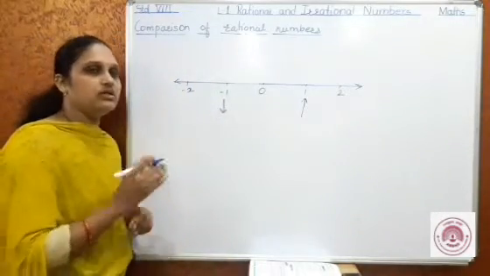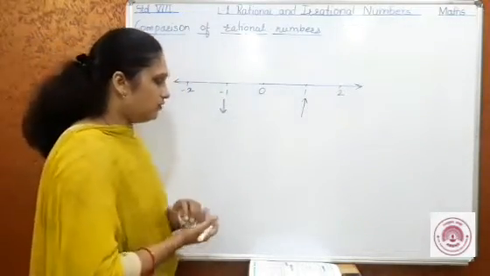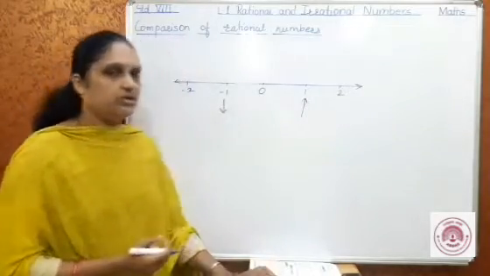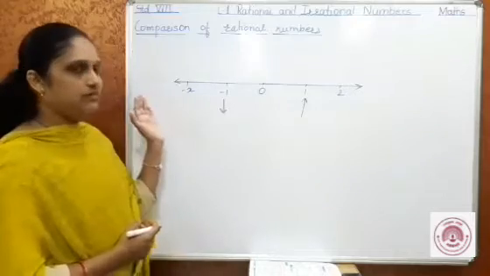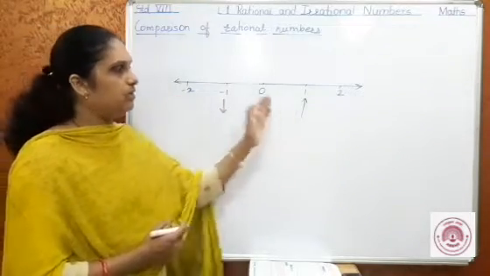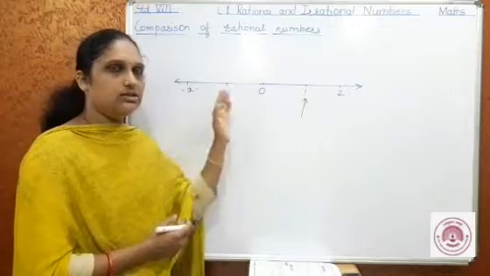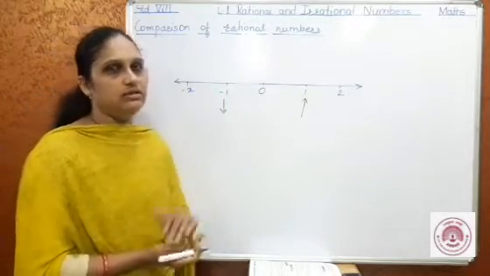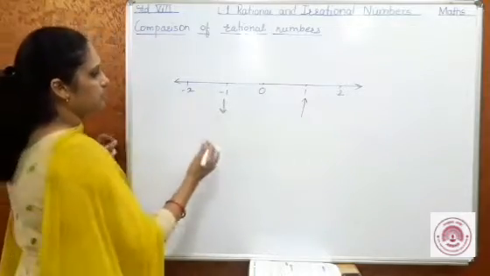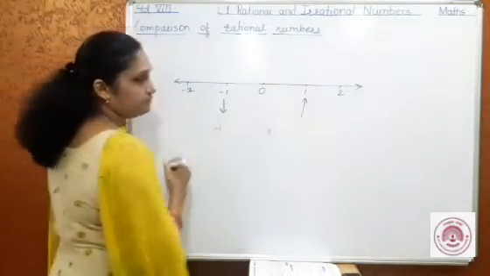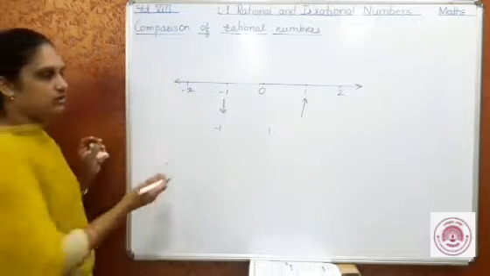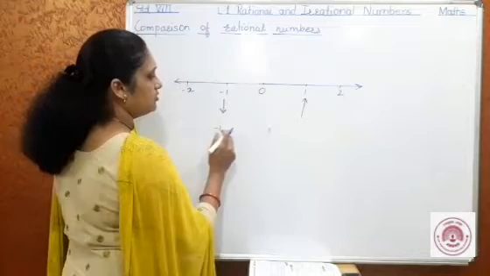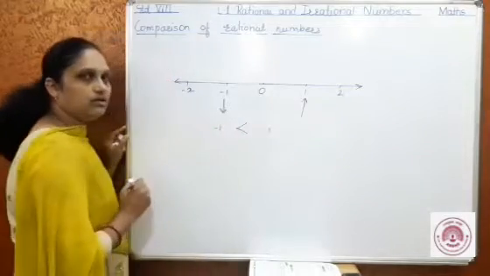So for simple numbers we can say that for any pair of numbers on the number line, the number to the left, not necessarily 0, the number to the left is smaller than the other number. For example, suppose I take -1 and 1. Which one is smaller? -1 is left of 1. So -1 is less than 1.